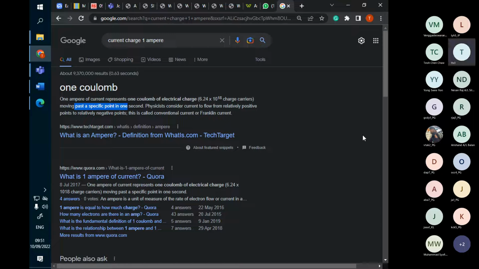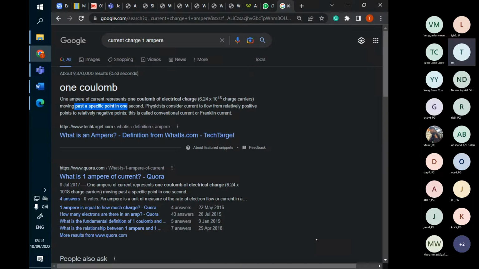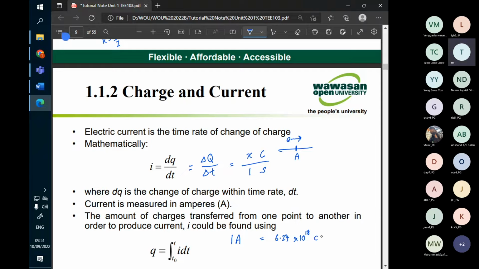When you buy some device, you say that this device can supply 1 ampere, let's say your battery charger. It means that within 1 second, there will be 6.24 times 10 to the power of 18 charges per second flowing through a certain point.